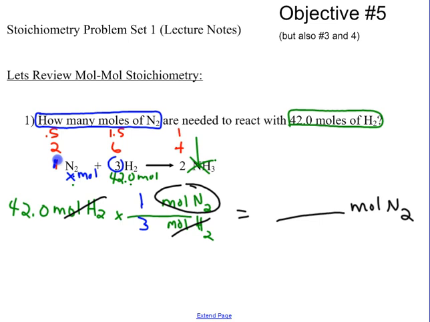And what this does is set this up so that anything in the numerator of these fractions, you'll be multiplying by. So in this case, you'll be multiplying 42 times 1. And anything in the denominator of these fractions, you'll be dividing by that number. So in this case, it's 42.0 divided by 3. And of course that comes out to 14.0.